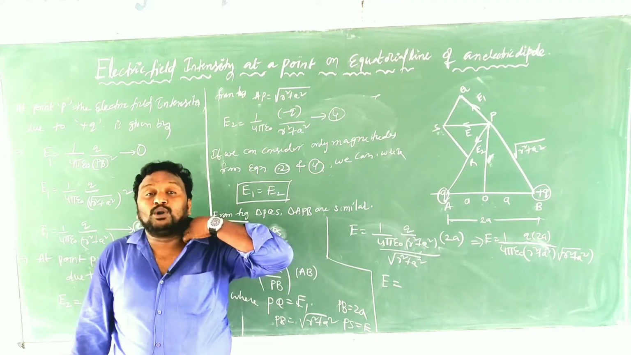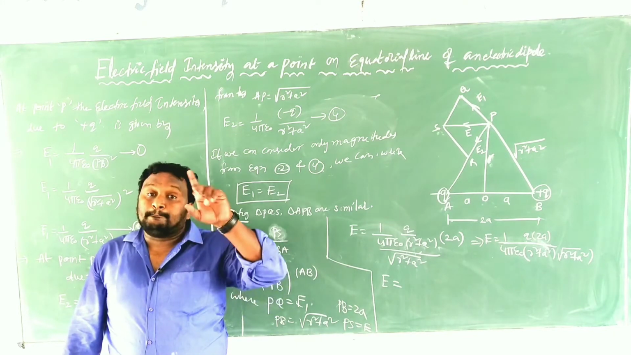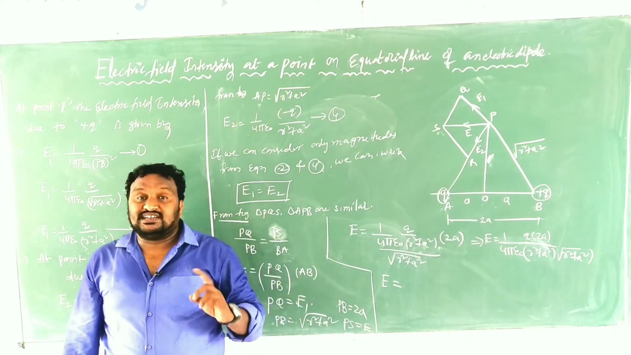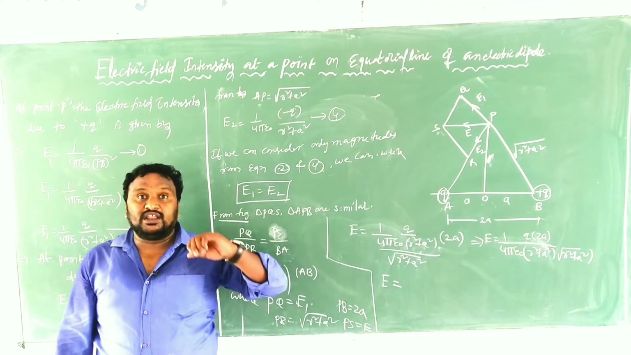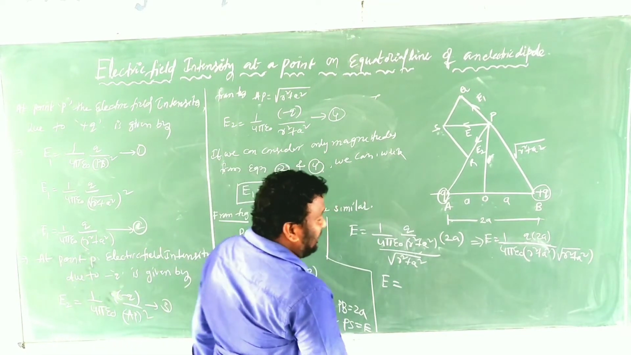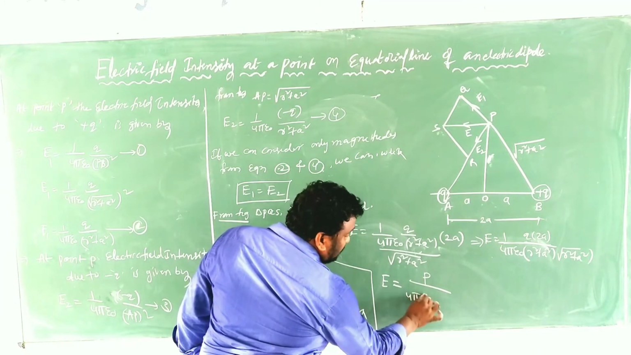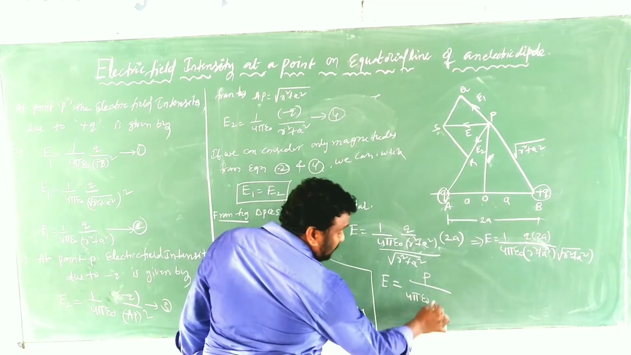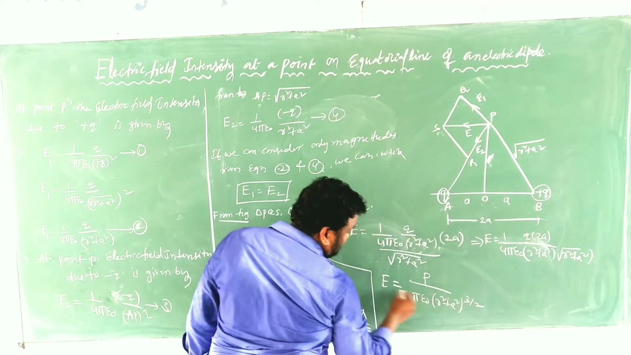I explained in the previous video what is meant by dipole moment. Dipole moment is nothing but the product of the magnitude of charge and the dipole length. We denote the dipole moment by P. That's why I write P by 4 pi epsilon naught into R square plus A square whole power of 3 by 2.